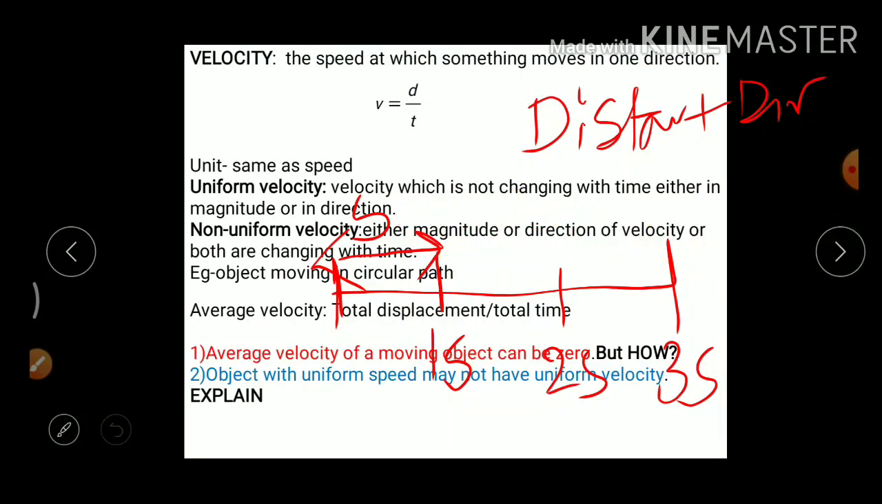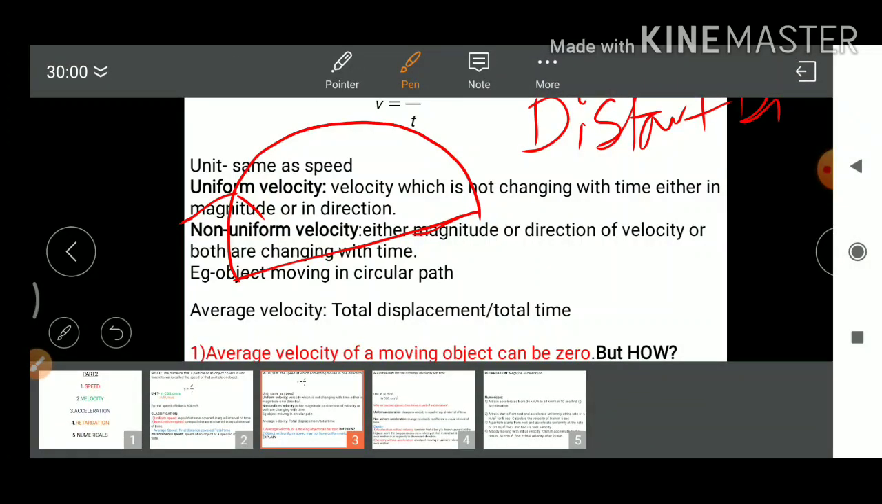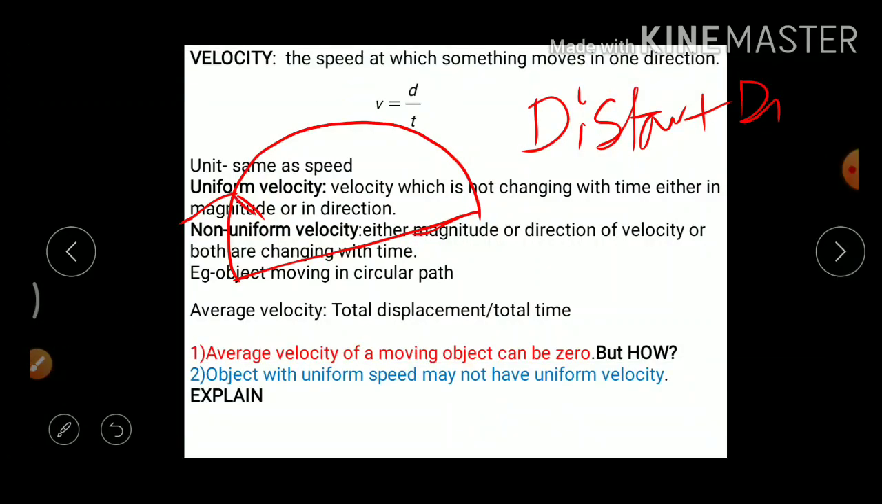Non-uniform velocity means it changes either its magnitude or its direction. So suppose a particle, I am drawing it here, is moving in this direction and covering equal distance in equal intervals of time. That means in 1 second suppose it goes 2 meters, then in another 1 second it also goes 2 meters, and so on. But its direction is changing continuously.